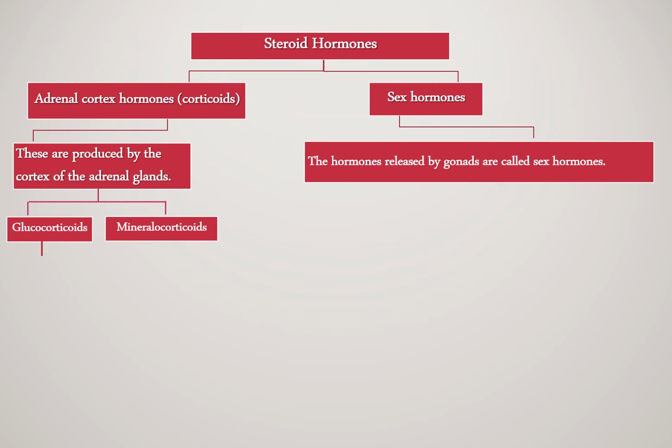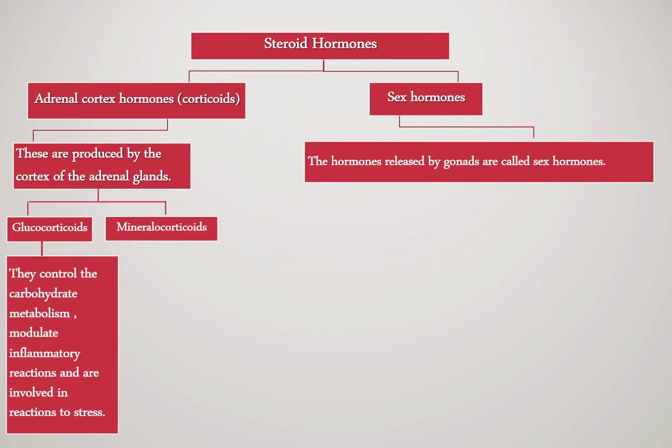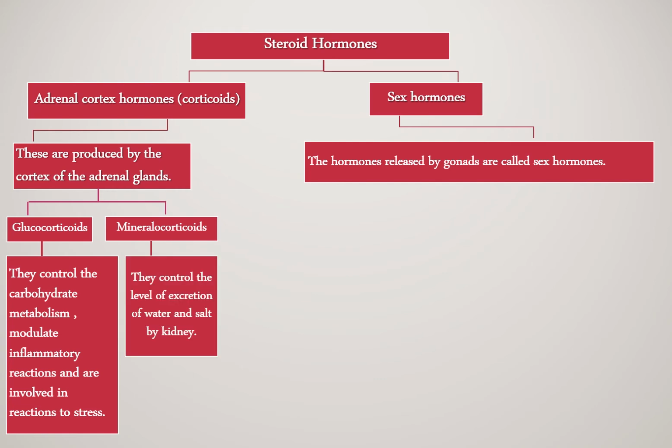glucocorticoids and mineralocorticoids. Now, what do glucocorticoids do? They are very important in carbohydrate metabolism. They control it, and they also modulate the inflammatory reactions caused in the body due to stress. Mineralocorticoids control the quantity of water and salt that is excreted by the kidney.